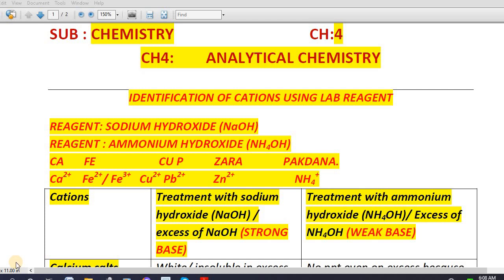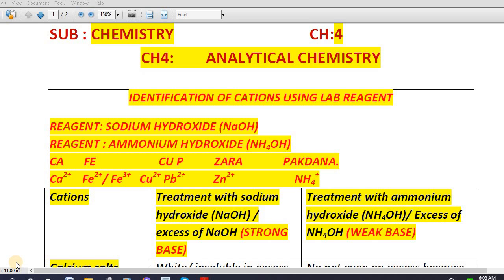Now see, analysis is determination of chemical components. So chemical components can be determined in two ways. First, it is quantitative. Second is qualitative. Quantitative means how much quantity. Qualitative means what are the components.